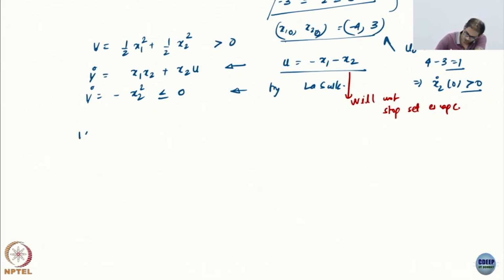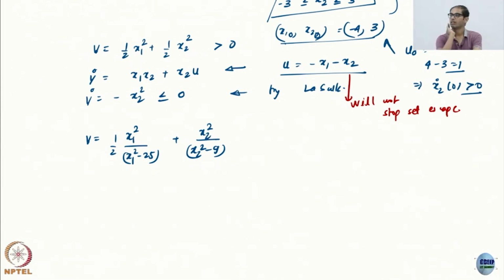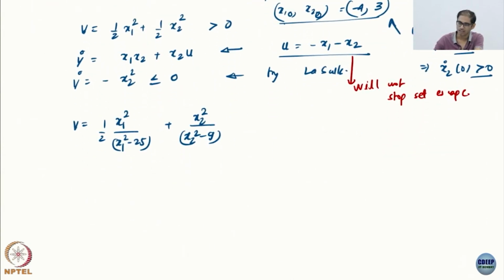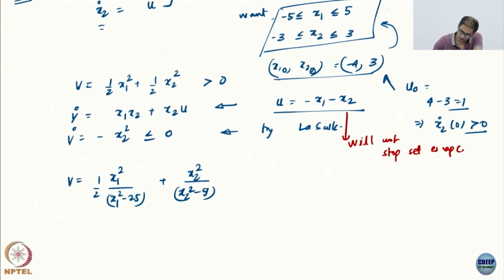What I will do is modify this V now: x1 squared over x1 square minus 25 plus x2 square. Very ugly, weird looking thing, and this is what is called a reciprocal barrier function. We've done some reciprocal construction. So what exactly is happening here? Let's see. Did I actually get this correct, or should I have flipped the sign? I should have flipped the sign, no, this is not correct.